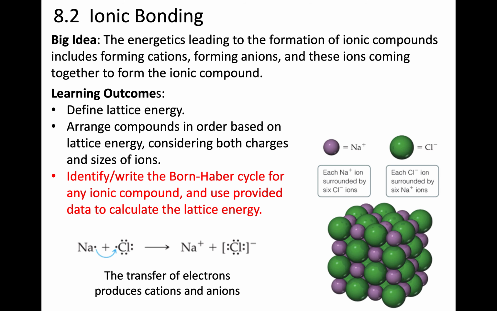So within this video, we've been looking at ionic bonding. We've looked just a little bit at the concept of lattice energy and saw how it was included in the Born-Haber cycle. I tried to generalize to show how the Born-Haber cycle applied for two different ionic compounds. Our objective on this is we want to be able to identify or write the Born-Haber cycle for any ionic compound and be able to use the data that's provided to calculate a missing segment like the lattice energy.